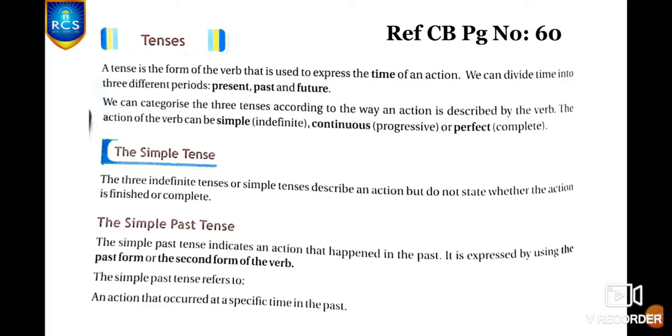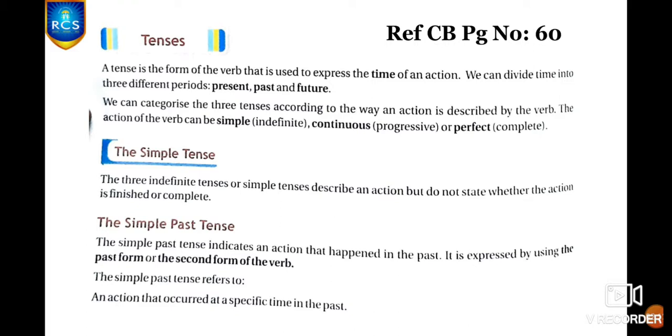And the next one is continuous. Continuous is the action that is continuing either in past, present or future. We can also call it progressive. Progressive means the action that is in progress. Or perfect. Perfect means completed, the action that gets completed in either past, present or future. We call it the perfect tense. Today we are going to see the simple tense and the continuous tense. Clear? The first one is the simple tense.